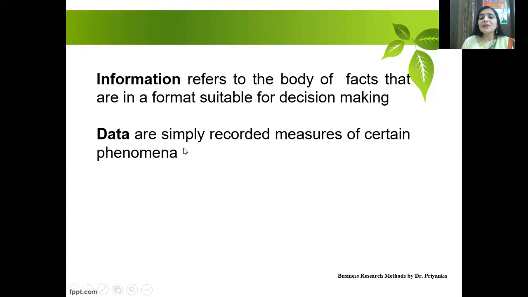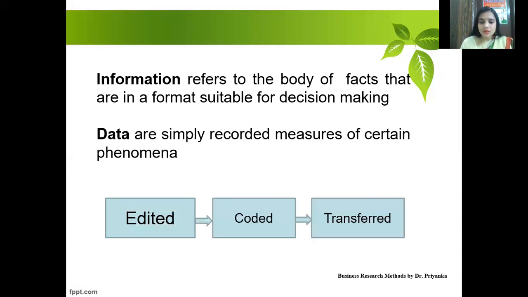For example, data are simply recorded measures of certain phenomena. But when you edit it and when you code it in some way and transfer it to the Excel sheet, that is readily available for data analysis now.